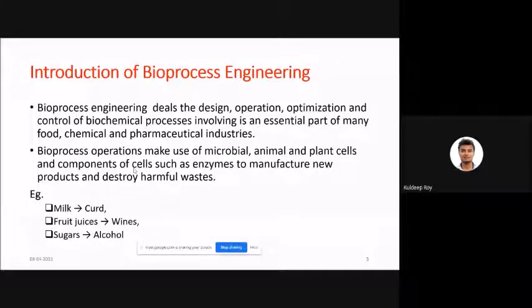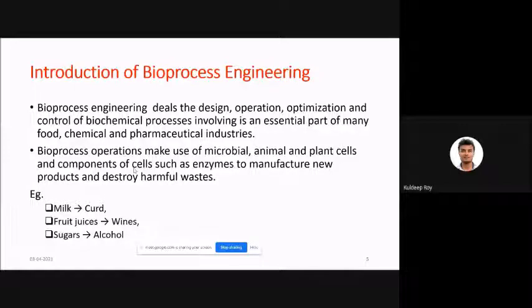So to get a better yield in terms of the intermediate or the product, you need a reactor where you can grow your cell or bacteria or microbe at a higher growth rate. You need a higher growth rate. For that, you need a good design of the bioreactor, where you will get the higher yield.